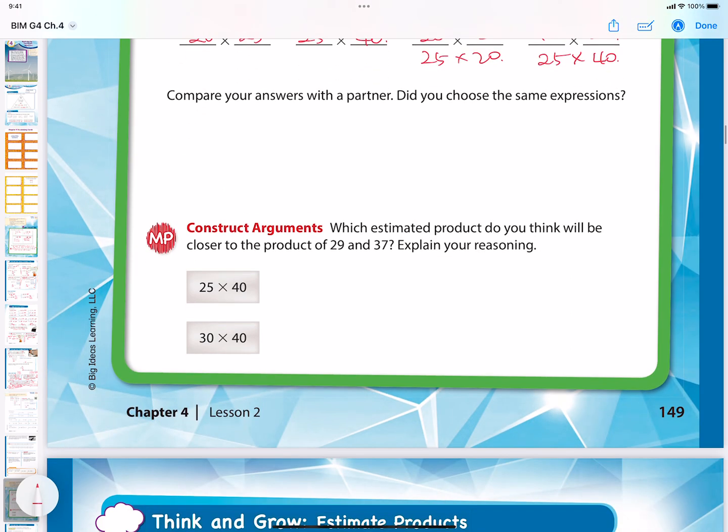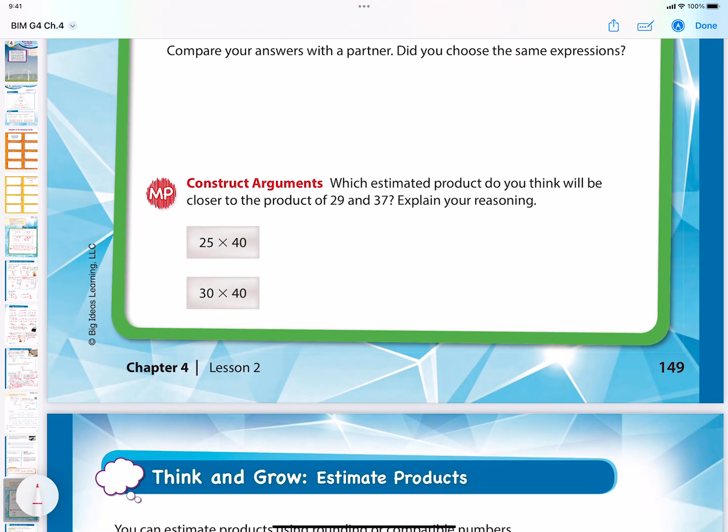Now, which estimated product do you think will be closer to the product of 29 and 37? Explain your reasoning. So 29 is close to what? 30, right? And then 37 is close to 40. So I'm going to say 30 times 40 is closer. So explain, because 29 is close to 30 and 37 is close to 40. That's it. Okay, let's move on.